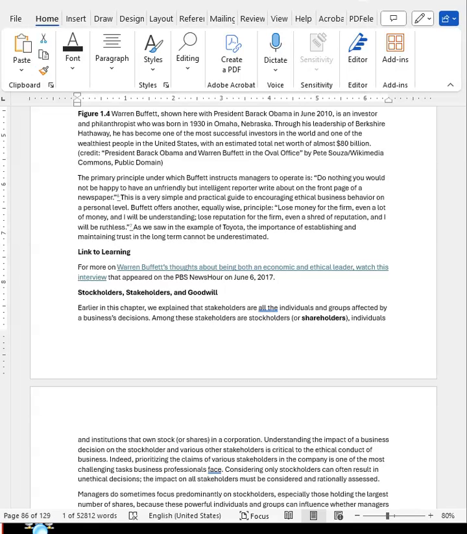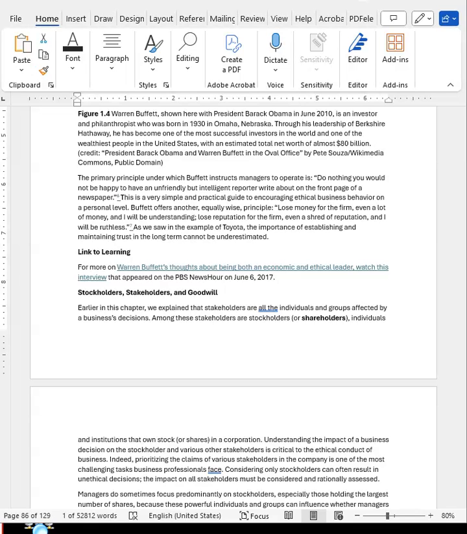7. As we saw in the example of Toyota, the importance of establishing and maintaining trust in the long term cannot be underestimated. Link to learning. For more on Warren Buffett's thoughts about being both an economic and ethical leader, watch this interview that appeared on the PBS NewsHour on June 6, 2017.